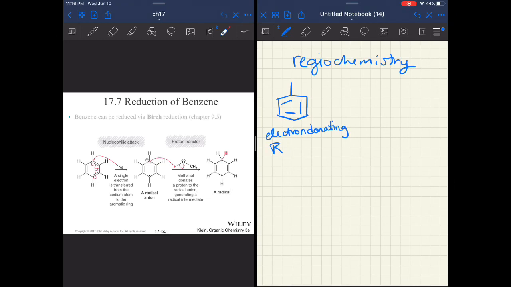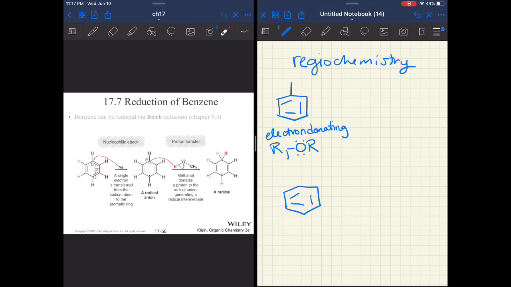What else might be electron donating? I think that you might run across some examples, and this we're going to cover in the next chapter as well. An OR group, even though oxygen is electron withdrawing, it can donate electrons through resonance, so it often shows up here as well.